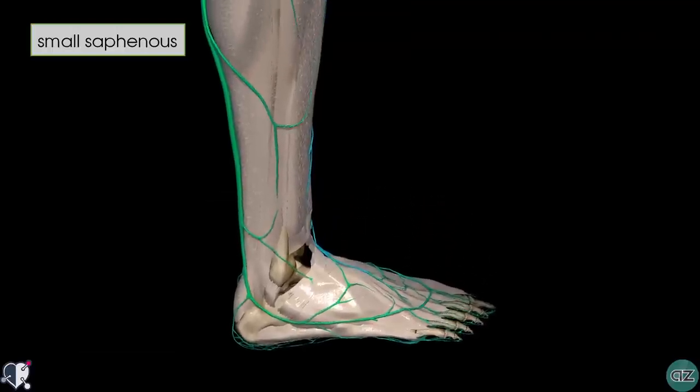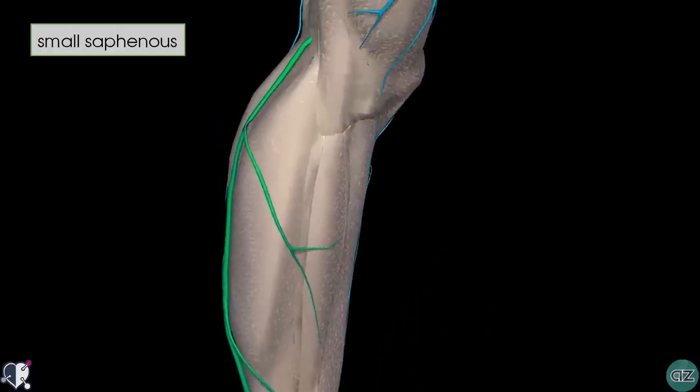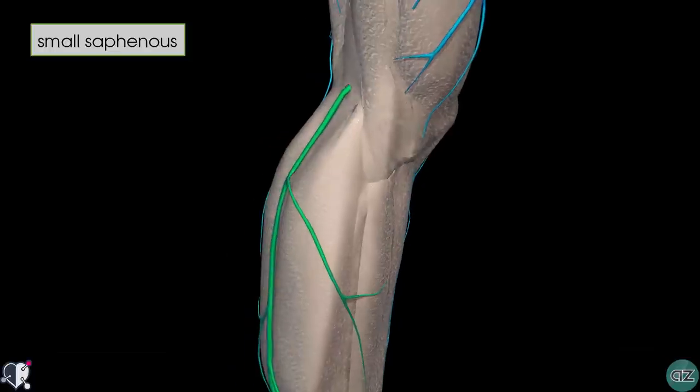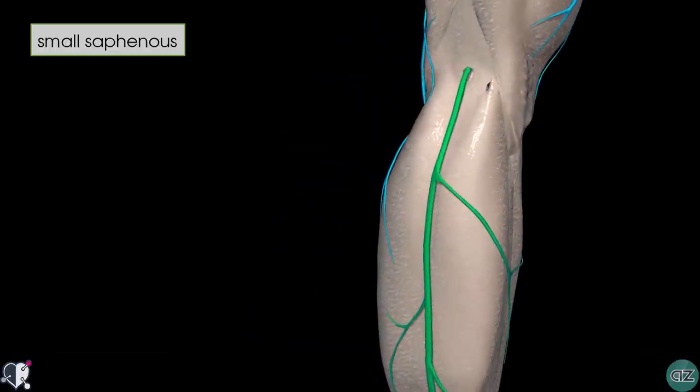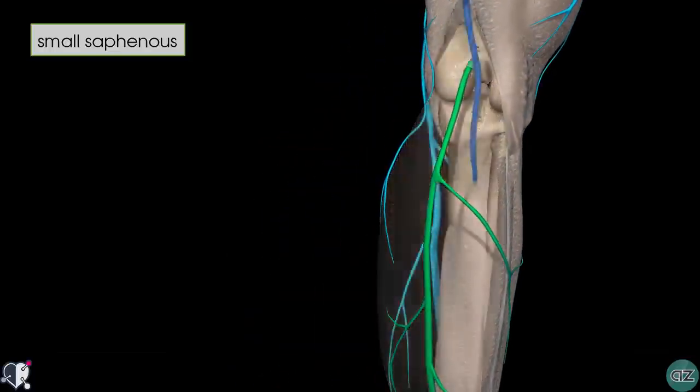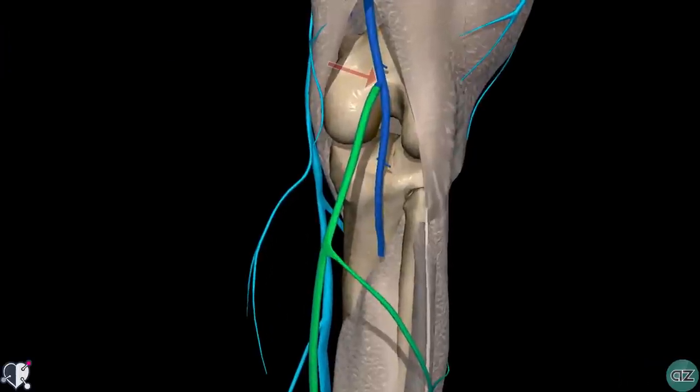The small saphenous vein then ascends posteriorly up the leg to the level of the knee, and it then drains into the popliteal vein behind the knee joint. I've just removed the structure so that you can see the small saphenous vein draining into the popliteal vein, and this is a point where the superficial venous system meets the deep venous system.